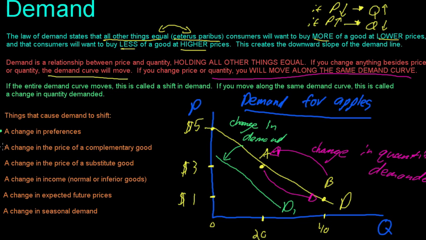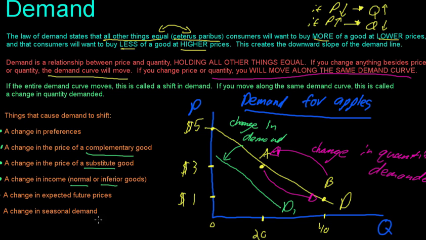Then there's a change in the price of a complementary good and a change in the price of a substitute good. I've done videos on each of those separately because I think they're big enough concepts to warrant their own videos. I've also done a video on what happens with a change in income for normal or inferior goods. So you need to know what a complementary good is, what a substitute good is, what a normal good is, and what an inferior good is. There are separate videos on these if you don't remember, so I'm not going to talk about them here. And then other things that cause demand to shift are a change in expected future prices.